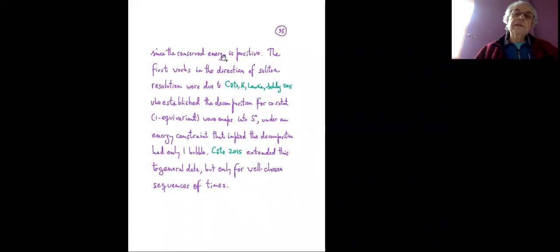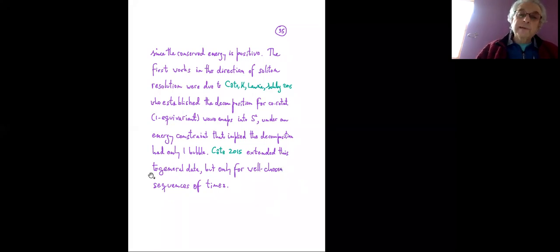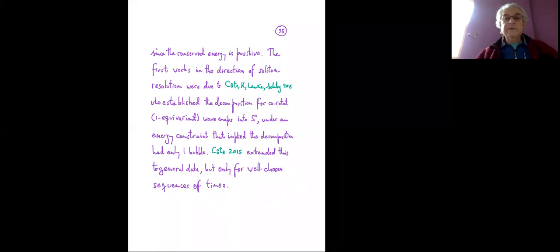So the first works in the direction of soliton resolution for wave maps were by myself with Kott, Laurie, and Schlag in 2015. And we established the decomposition for co-rotational one equivariant wave maps into S2 under an energy constraint on the wave map, which implied that in the decomposition, only one bubble would appear, only one solitary wave would appear. And shortly after, Kott extended this to general data, but again, for well-chosen sequences of times, because this also involved monotonicity after time averages.